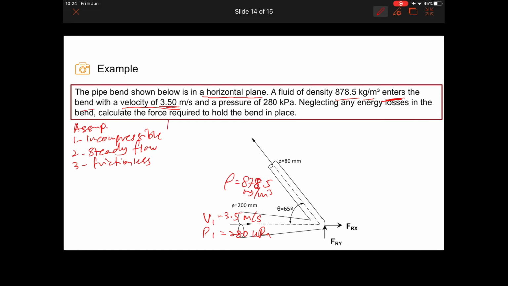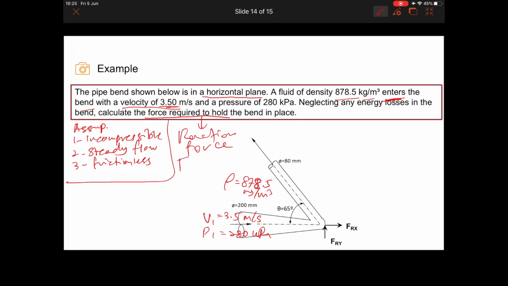And having this assumption, it's valid for us to use the continuity equation, the Bernoulli equation, and also the momentum analysis here. So firstly, I'd like to have a general expression that involves the system. As the question asks us to calculate the force required to hold the bend in place, that means the reaction force.